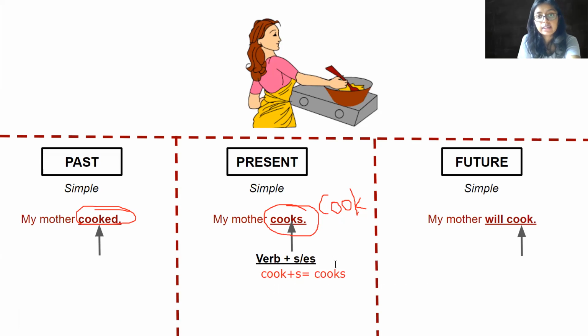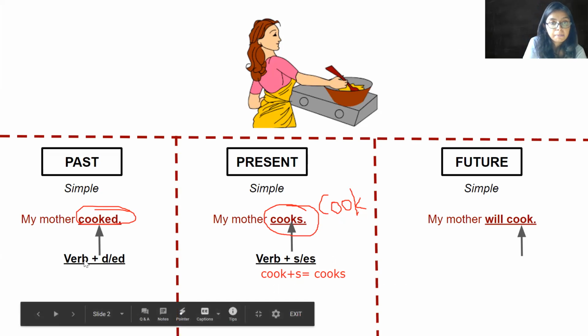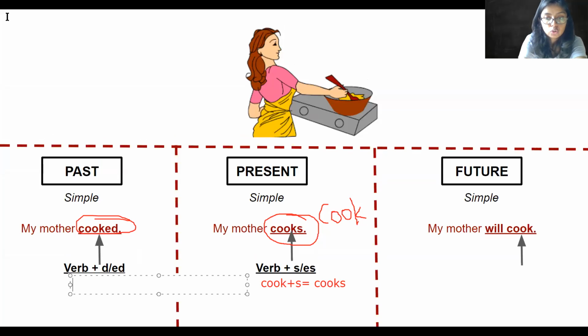So we add s or es to change the verb into simple present tense. In past, we just add verb plus d or ed, right? For example, here the verb is cook. So cook plus ed equals cooked. So that's how we change a verb into simple past tense.